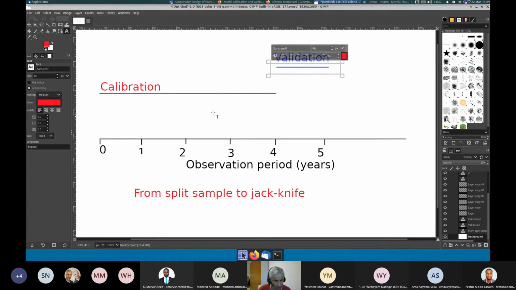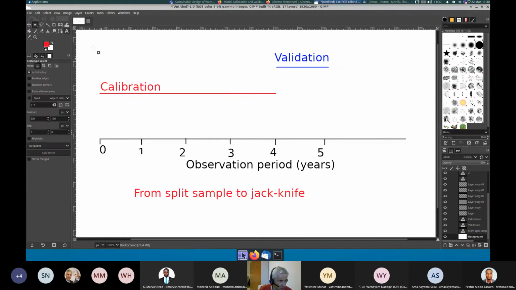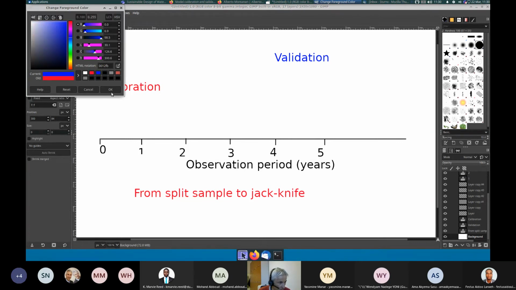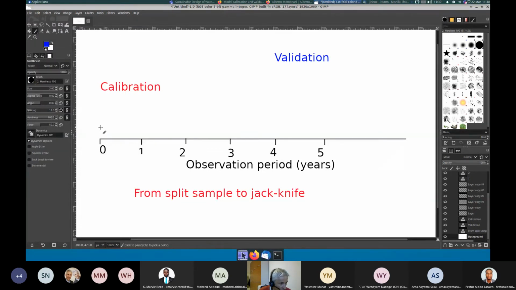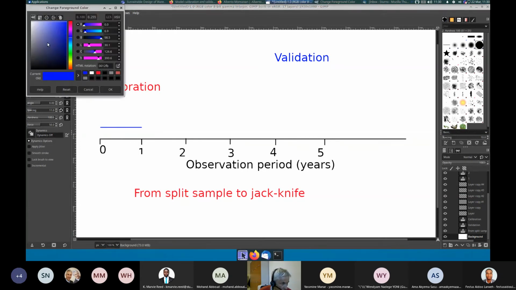Blue for validation and red for calibration, okay. Good. Now I removed it, and now let me do like this. Let's take the first year for validation, okay? And in this case, I have first year for validation and the remaining period for calibration.